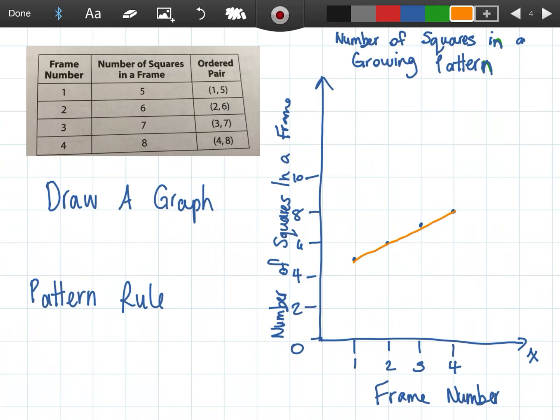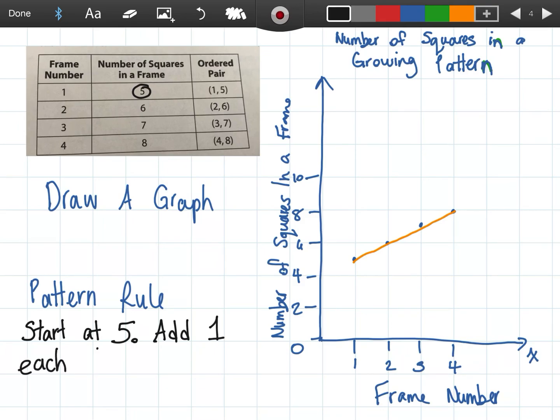Okay, and so the last thing is our pattern rule. As we know, every pattern rule needs to start with start at. So we're going to start at 5 because that's where it started. And then we're going to add 1 each time.